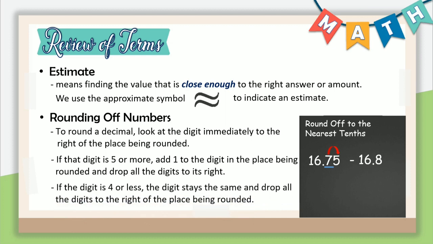If the digit is 4 or less, the digit stays the same and drop all the digits to the right of the place being rounded. So for example, we have here 9 and 32 hundredths. 3 is in the tenths place. We will look sa right ni 3, which is 2, and 2 is less than 5. So therefore, 9 and 32 hundredths rounded off to the nearest tenths is 9 and 3 tenths.